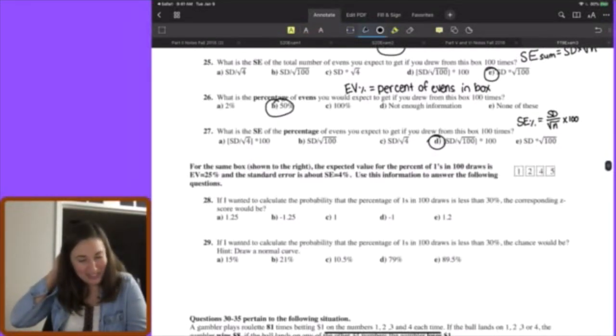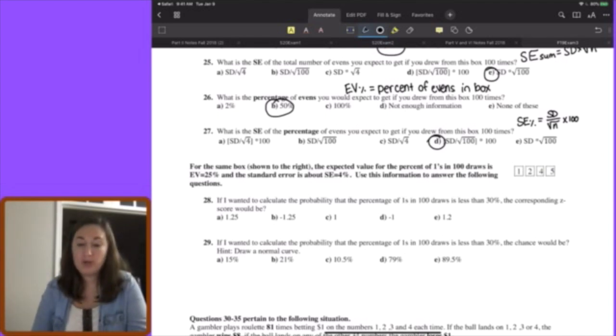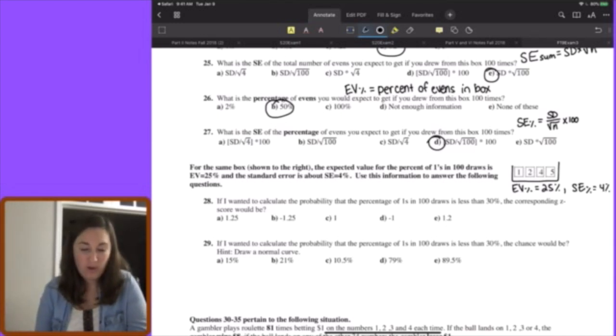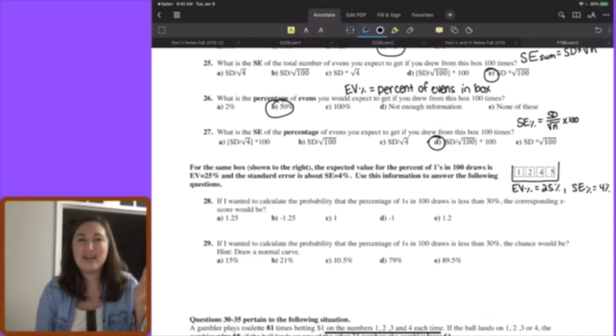Okay, for the same box shown to the right, the expected value for the percent of ones in 100 draws is 25%, and the standard error is about 4%. Okay, so now we're only concerned about the ones. That makes sense. EV percent is 25%, and then SE percent is 4%. So they gave us that. And then it says if I wanted to calculate the probability that the percent of ones is less than 30%, so I'm expected to get 25%, we're saying what's the probability I get a number less than 30% if I draw 100 times, what would the z-score be?